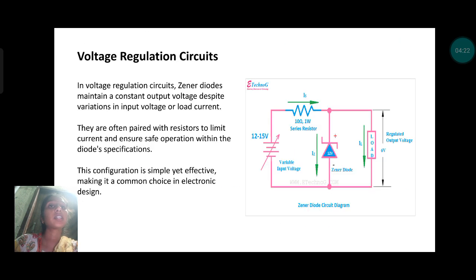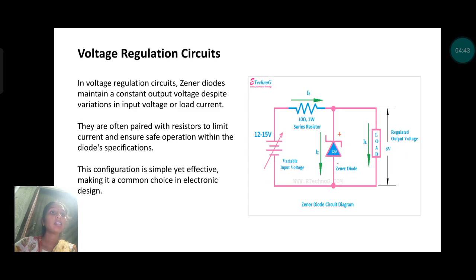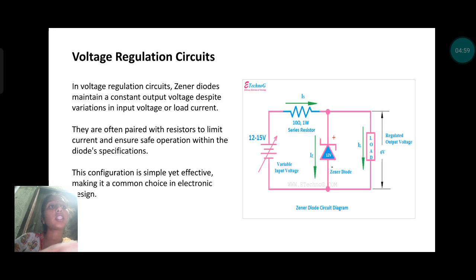Next, applications: voltage regulation circuits. In a voltage regulation circuit, you can see a variac symbol, which contains varying voltage. The arrow mark represents that the voltage varies. This is a 10 ohm resistance, and Iz is the Zener current, with load resistance RL and regulated output voltage. This configuration is simple and effective, making it a common choice in electronic design.